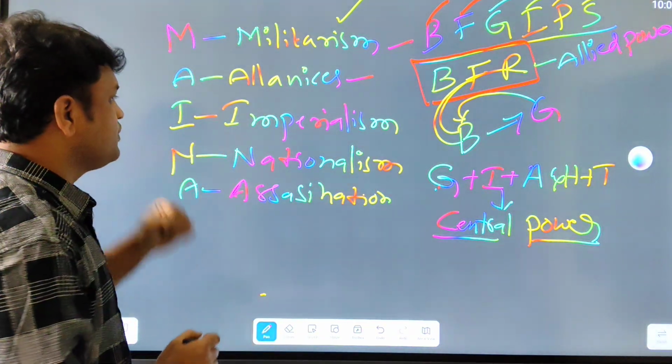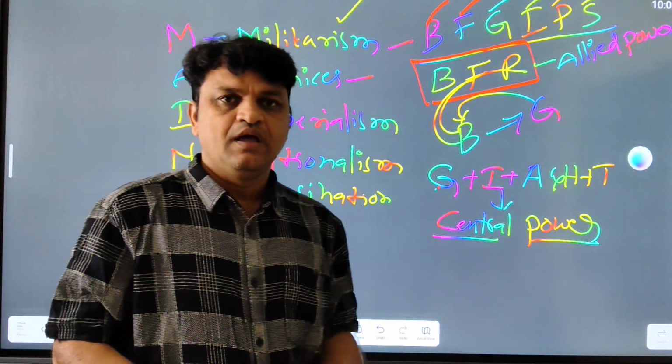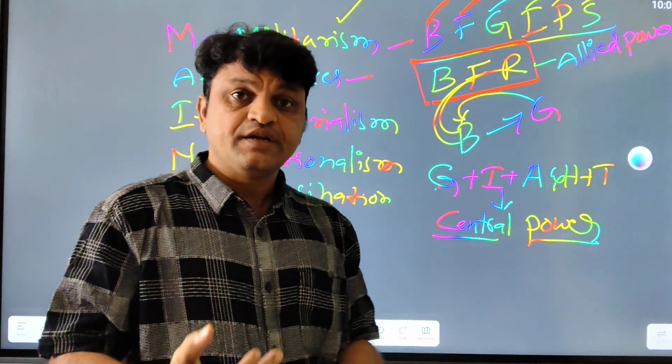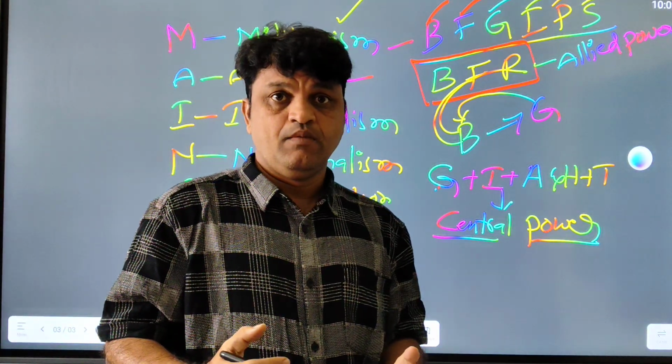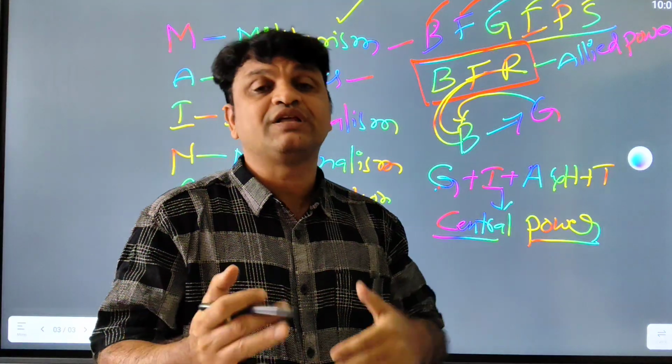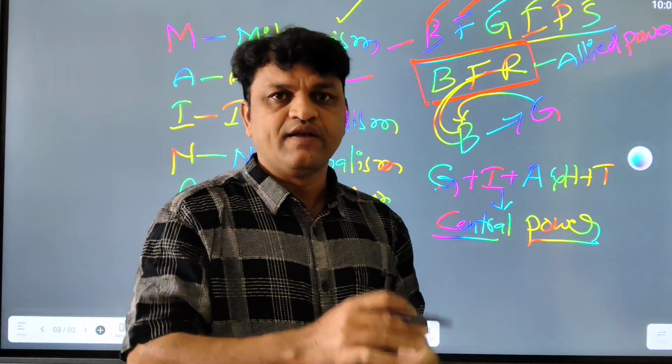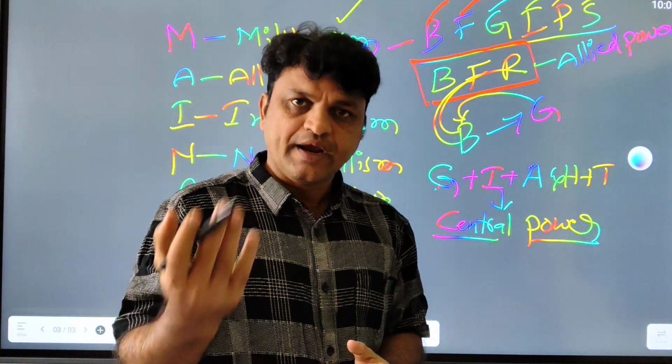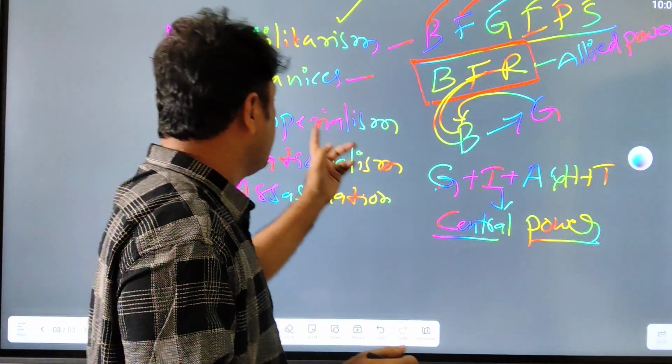Right. Now coming to imperialism. What do you mean by imperialism? Imperialism is a policy of extending one country's influence politically, economically and militarily over other countries. Indirectly, they are influencing politically, economically and militarily. This is called imperialism, an indirect policy.